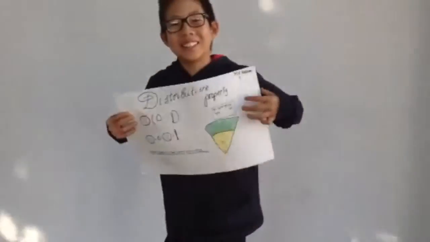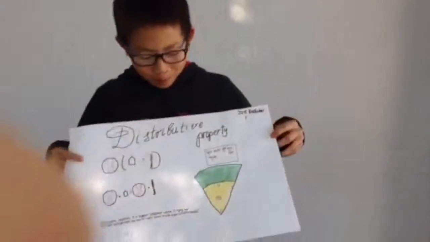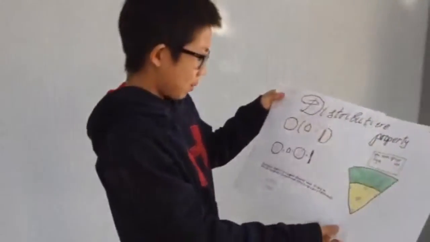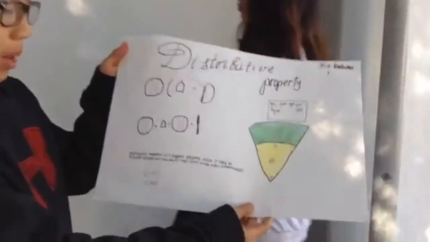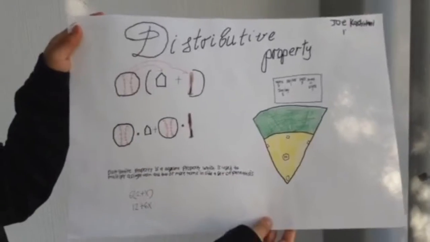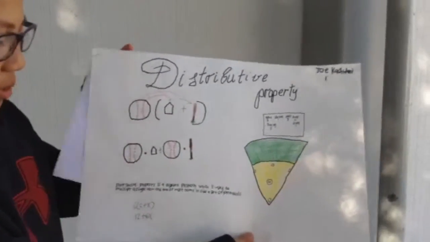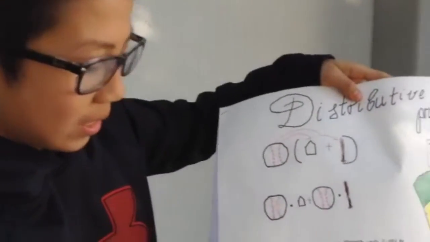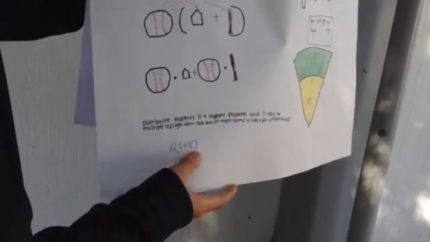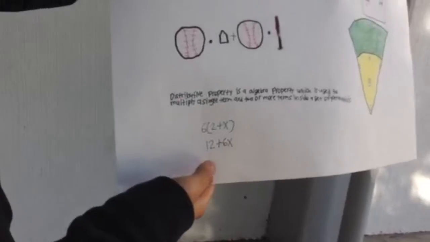My name is Joe Kashtani, and I'm doing distributive property. And distributive property is an algebra property, which is used to multiply a single term and 2 or more terms inside a set of parentheses. So my example is 6 times 2 plus x, and your answer will be 12 plus 6x.